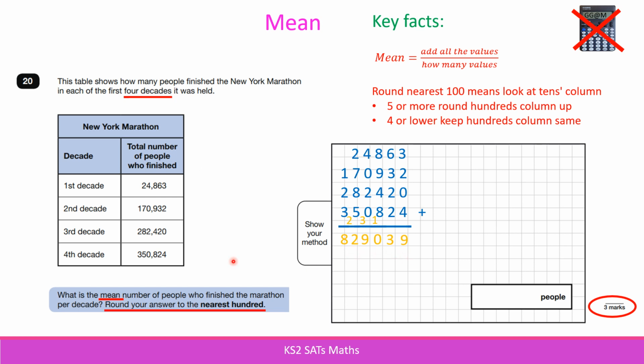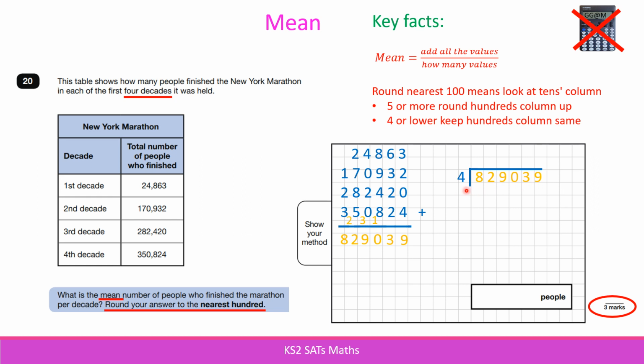Now that is the total of all these numbers here. So you will get a mark for working out the total of all these numbers. Then you've got to divide it by 4. So to find the mean, we've got to divide this number by 4, and for getting the answer to this stage, that will give you your second mark.